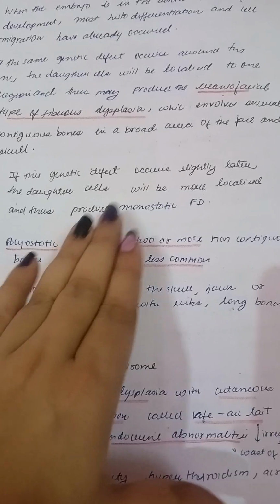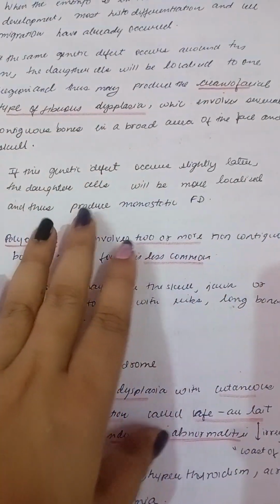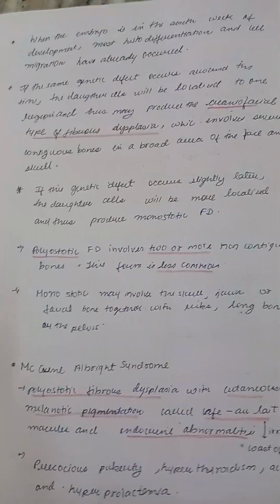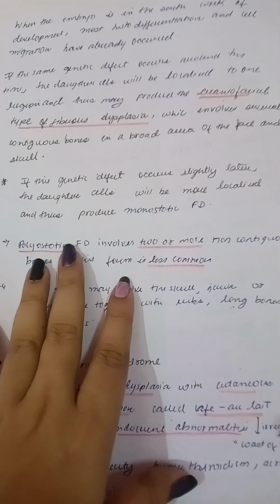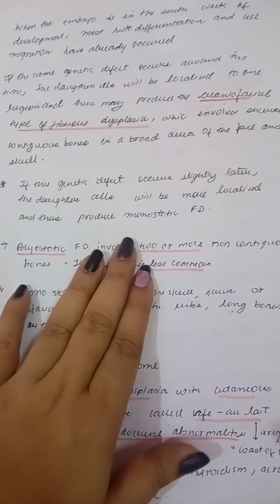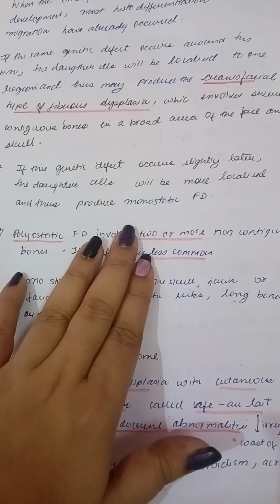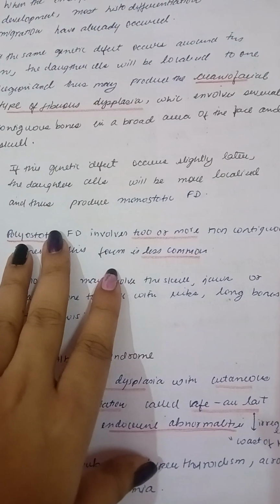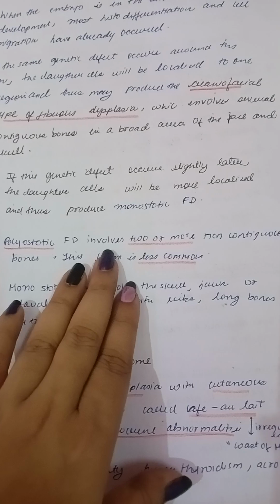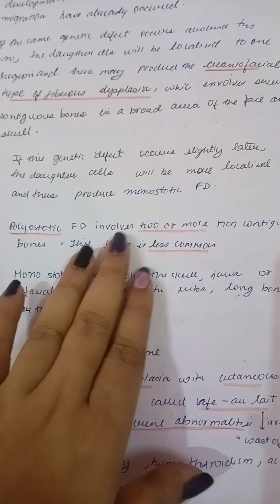If this defect occurs slightly later, a little later than 6 weeks, the daughter cells will be more localized and thus produce monostotic fibrous dysplasia. They become even more localized and it will produce monostotic fibrous dysplasia. Okay.